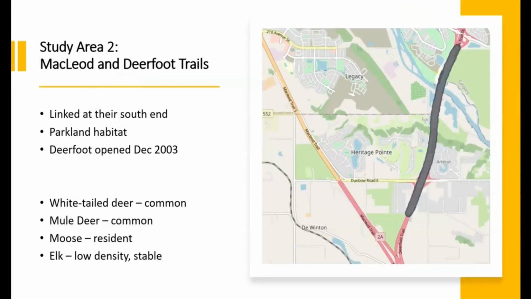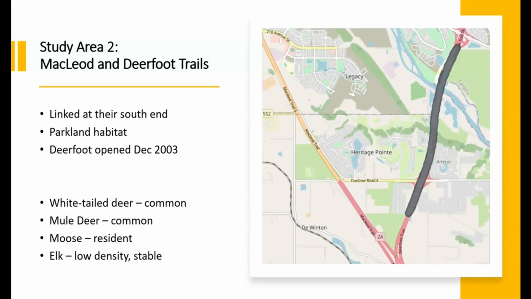Now, this particular study area was comprised of two different freeways that were connected at their south end. One, McLeod Trail on the left and Deerfoot on the right. Now, McLeod Trail was the original major transportation route into the city of Calgary. But a new section of Deerfoot Trail, indicated on the right here, opened in December of 2003 as part of a major highway project.